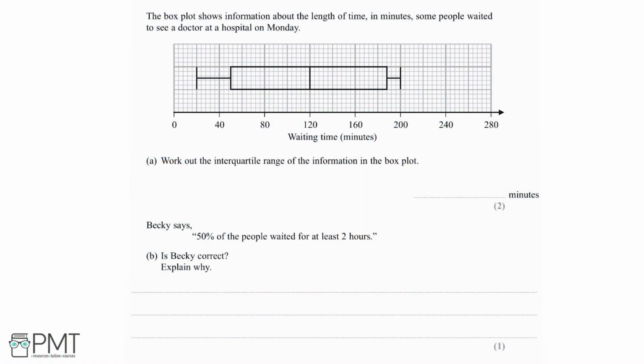The box plot shows information about the length of time in minutes some people waited to see a doctor at a hospital on Monday. In part A, we need to work out the interquartile range of the information in the box plot. So this line here on the box plot represents the upper quartile, and this line here represents the lower quartile.